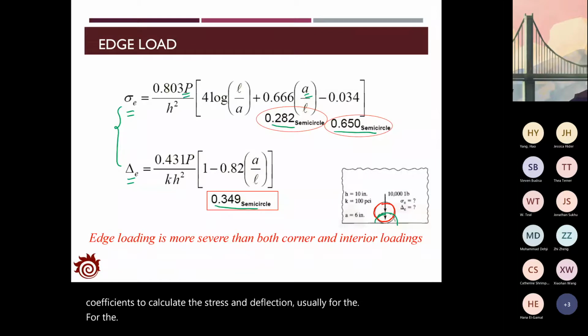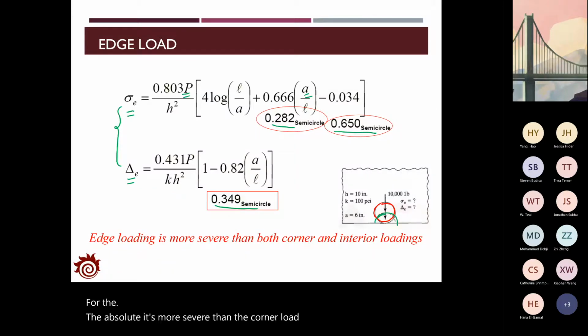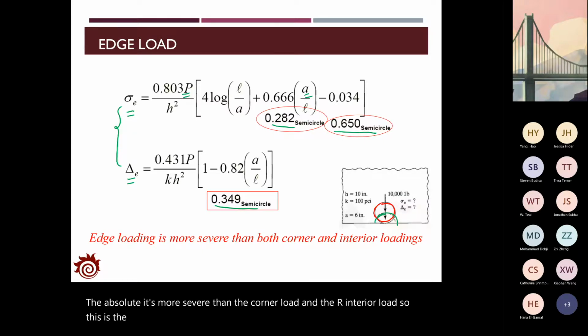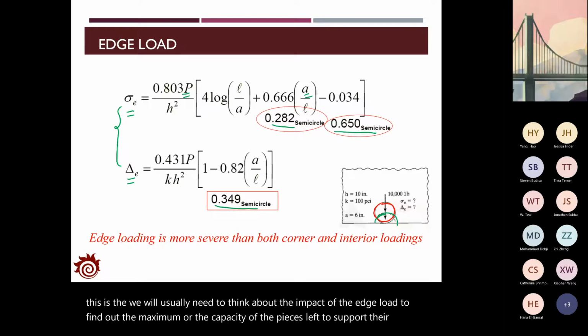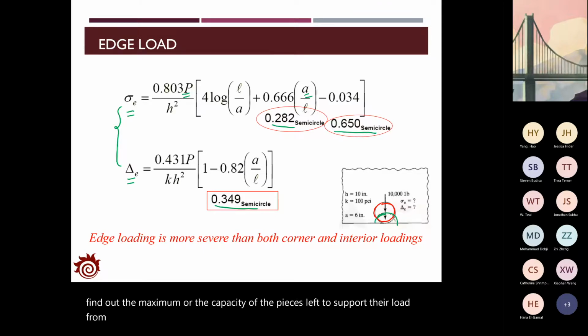Usually the edge load is more severe than the corner load and the interior load. So we will usually need to think about the impact of the edge load to find out the maximum capacity of the PCC slab to support the load from different groups of the truck flows.